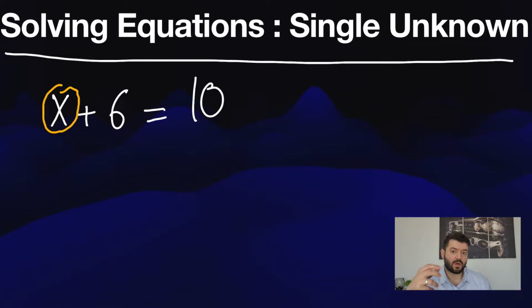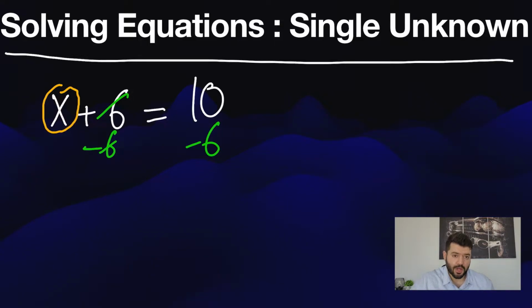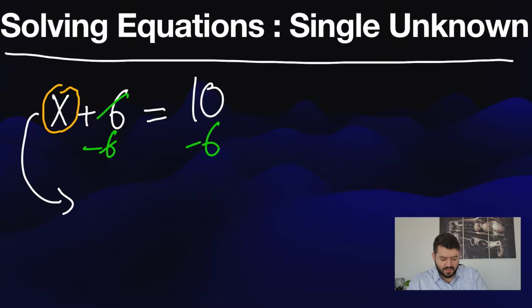And how do we do so? By removing everything which is connected to it and putting it on the other side. So how can I get rid of the 6? I'm going to say minus 6, minus 6. Now, why did I deduct 6 from both sides? Because it's an equation. Whatever you do on the left side should be done on the right side in order to make sure it balances out. That's why it's called an equation. So by doing so, I'm going to have x equals to 4.